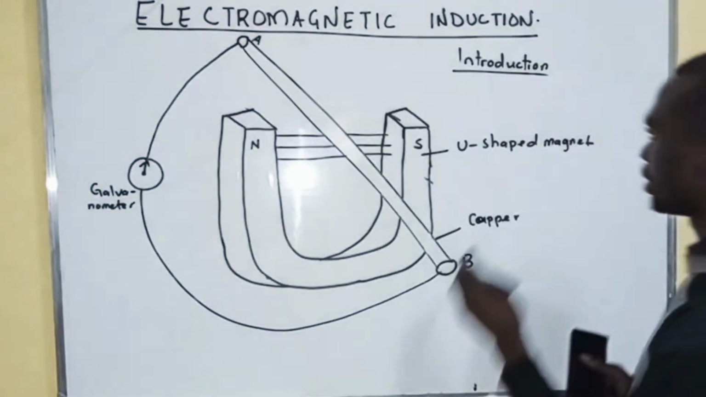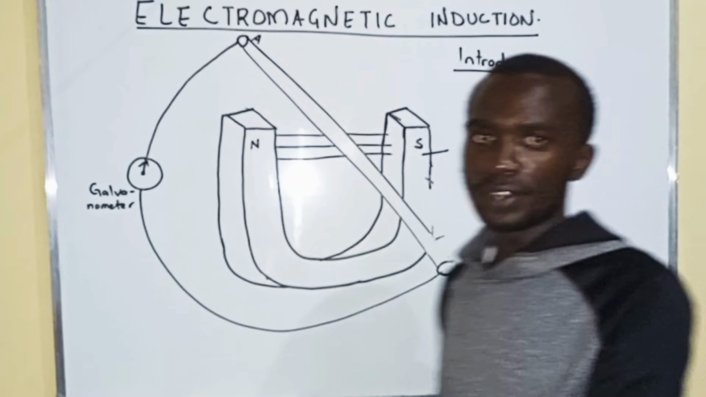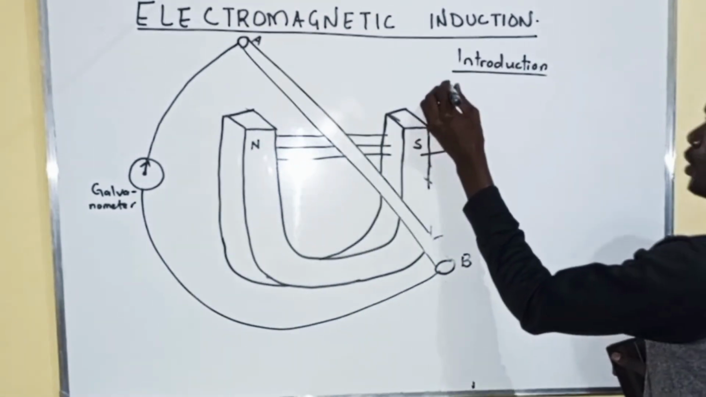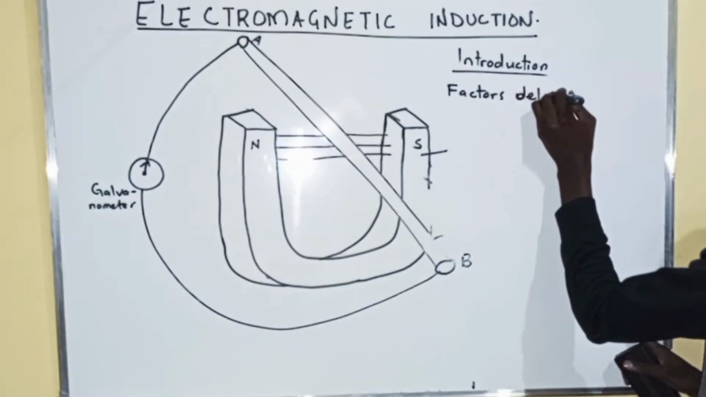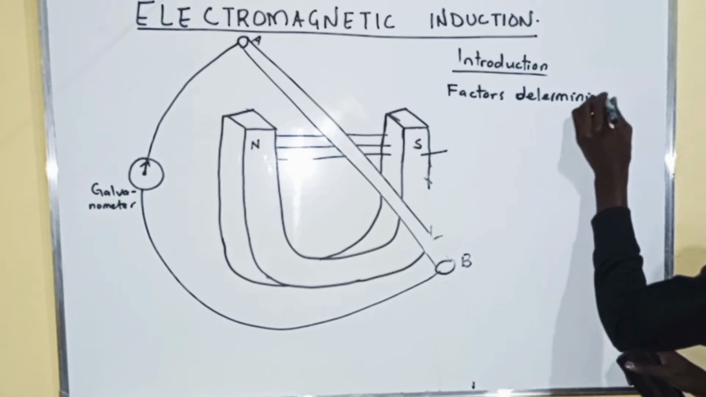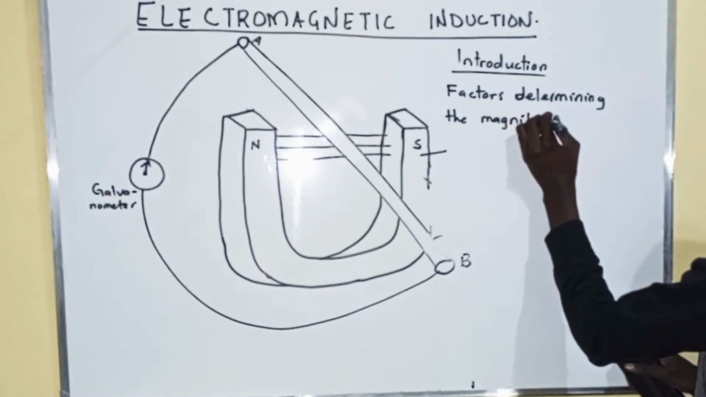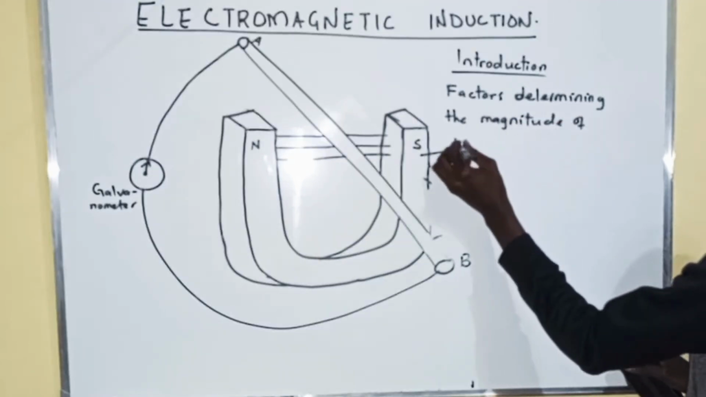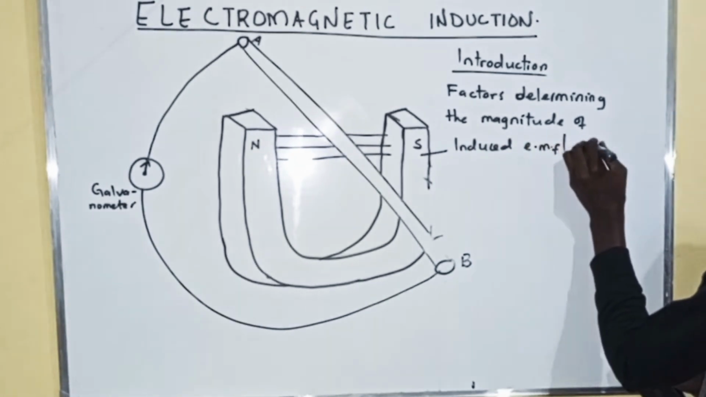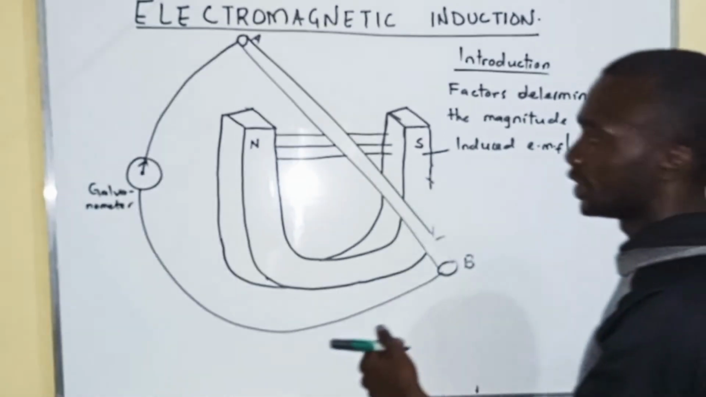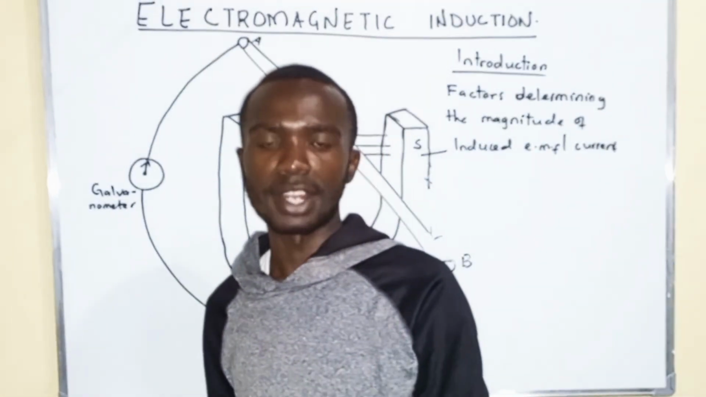Now, let us look at the factors determining the magnitude of induced EMF. The induced EMF is just like the induced current, because it is the induced current that is produced as a result of movement of a conductor in between the magnetic field.